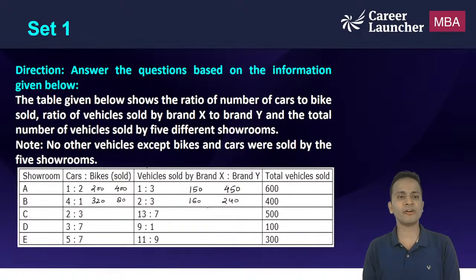Next, 500. I have to divide it in the ratio 2 is to 3. Very simple, 200 and 300. Then 500 to be divided in the ratio 13 is to 7. A little bit difficult. 13 plus 7 is 20. 500 divided by 20 is 25. Okay.